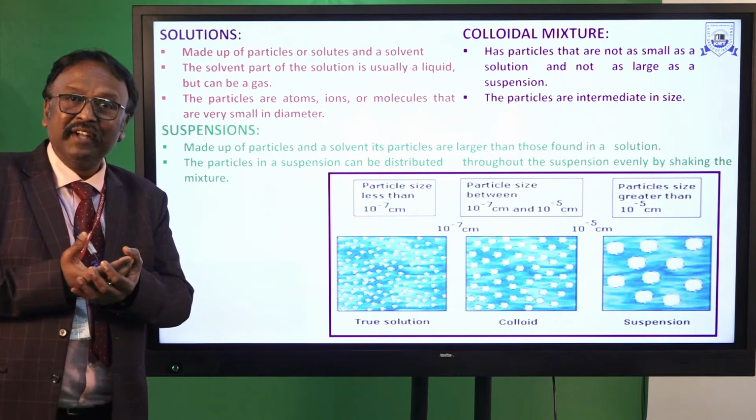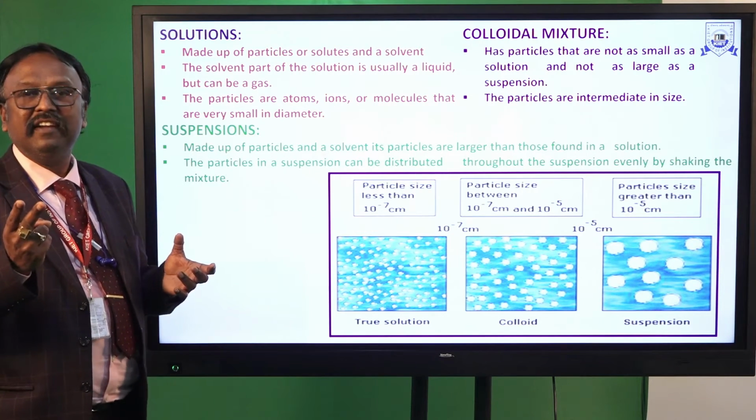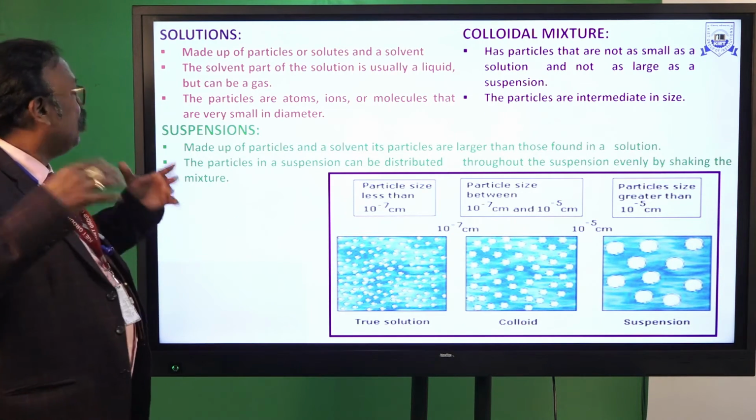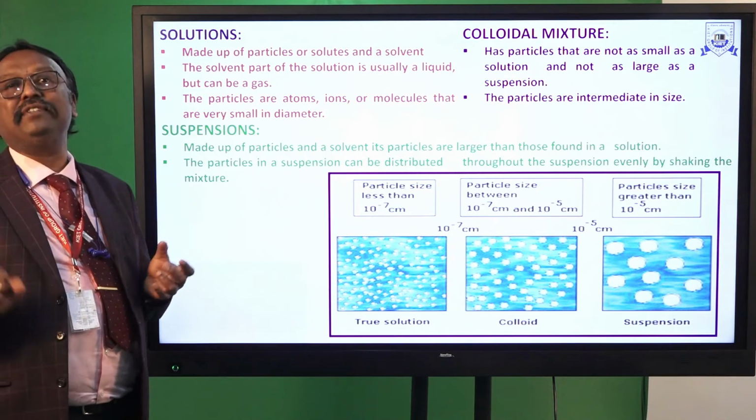This is important. Of course, whatever the preparation or formulation, if we have two phases, it is not automatically a colloid, or a solution, or a suspension. There is a slight difference between these.